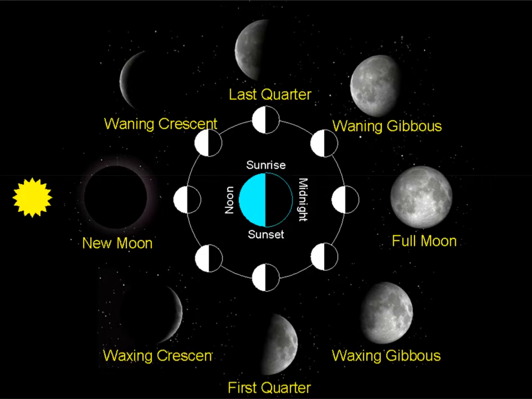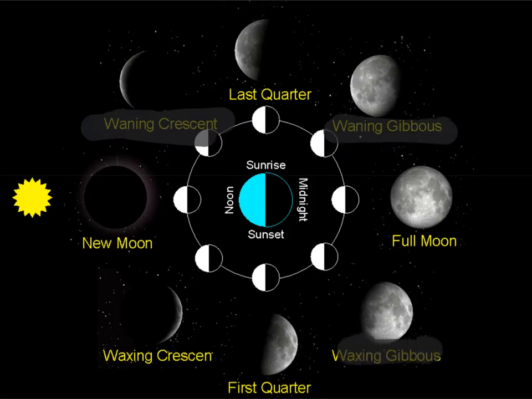So you can break this down into four major phases. We really have new moon. I'm going to cross these guys out. New moon, quarter moons, and full moon. So forget all of the rest of them for right now.